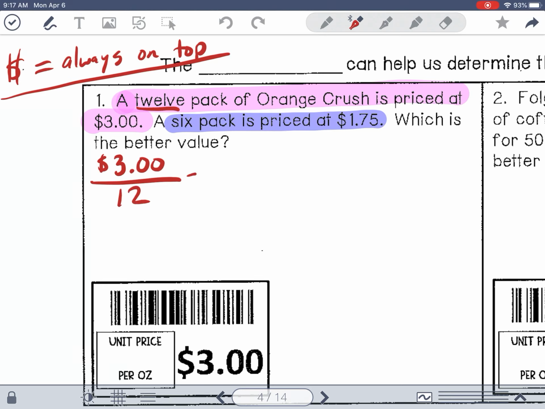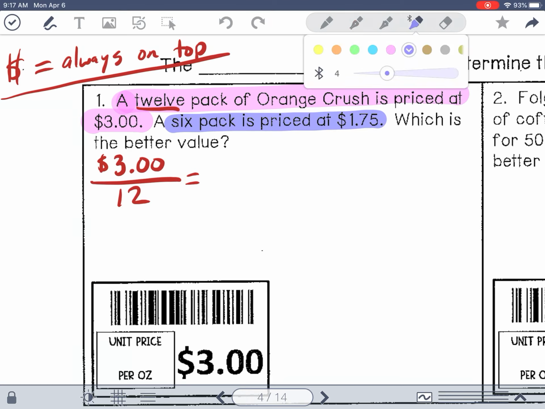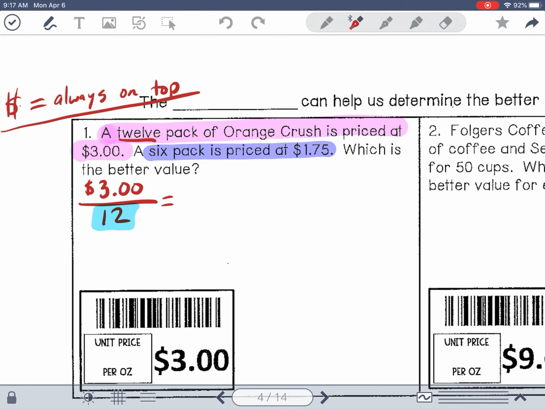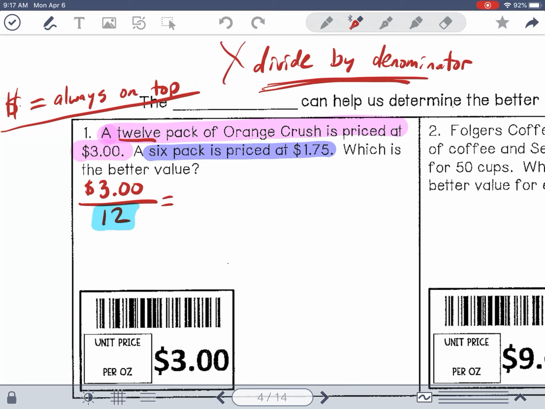Very good, 12. So the unit rate is how you would turn this value into a 1. You need the denominator to always be a 1. So every time, you divide by the denominator. Always, always divide by the denominator. That's what you're going to do. In this case, you're dividing by 12, and then here you divide by 12.